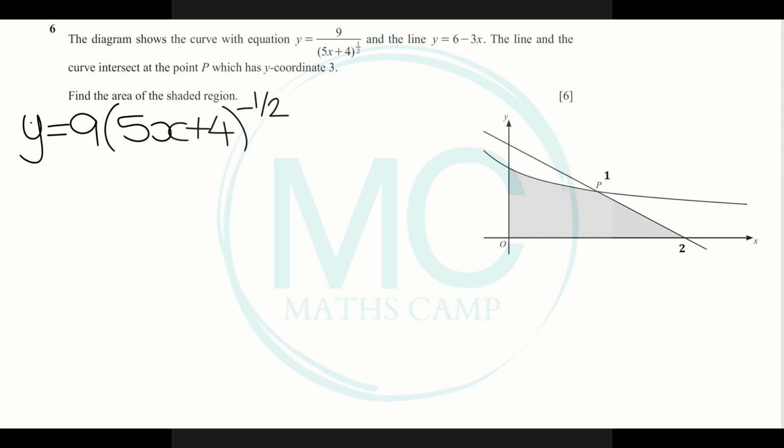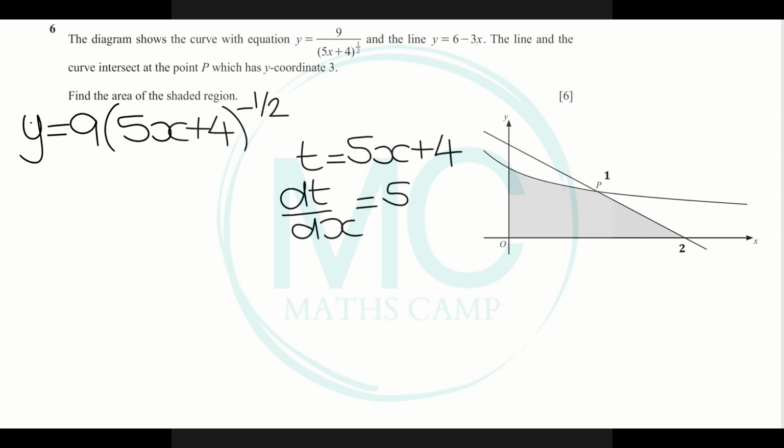Now, because we have a bracket, we need to use the reverse chain rule to integrate. So let's make the bracket t, and then say t is equal to 5x plus 4. Now I can differentiate, and I can say dt over dx is equal to 5, which means my equation y becomes 9t with an exponent of negative 1 over 2.